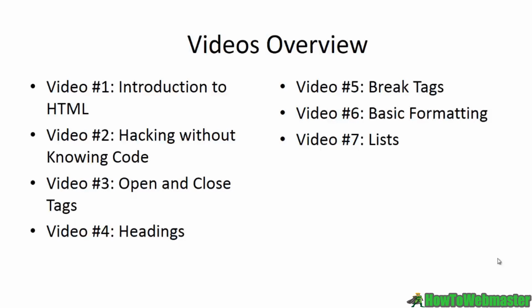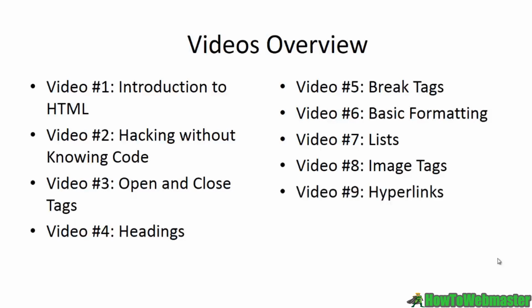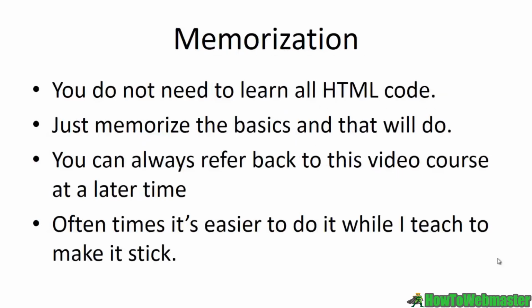How do you create these types of lists? Because this is something that you're going to want to do. And video number 8, we're going to talk about image tags, how to make them SEO friendly. And of course, video number 9, we're going to talk about hyperlinks. Now, not just how to create a hyperlink, but how to make it so when somebody clicks on it, it opens up in a new window. So this is something that you are going to face over and over again. And that's why we're focusing specifically on these tags.